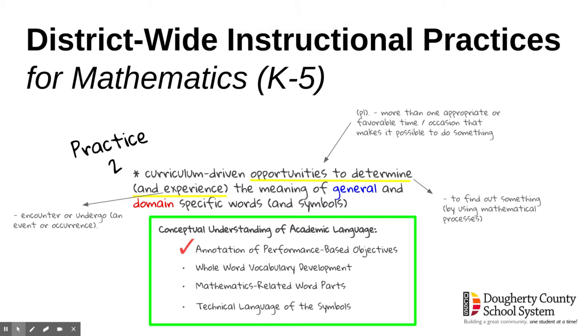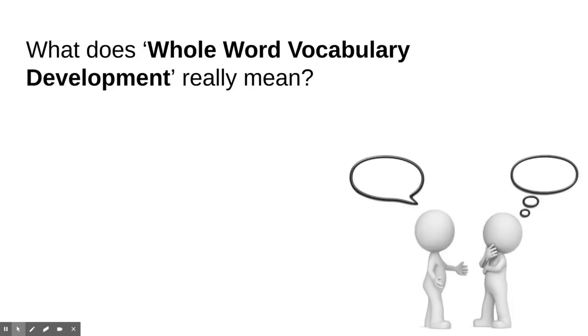Now that we've addressed annotation of performance-based objectives, the next thing we'll look at is whole word vocabulary development. Well, what does whole word vocabulary development really mean? Well, it means we're to introduce the contextual meanings of grade level and domain specific terminology and vocabulary.